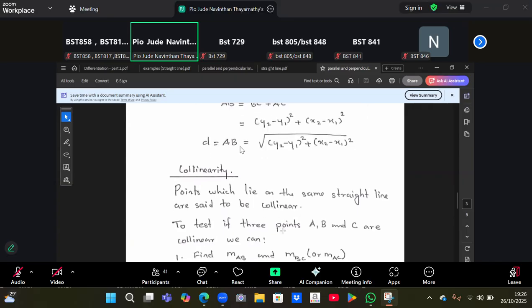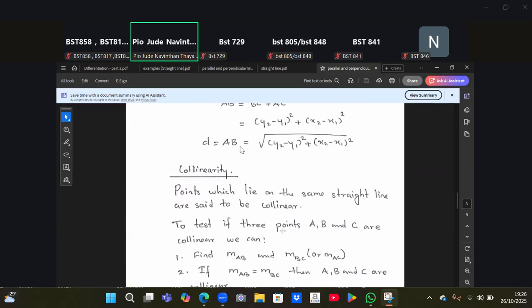The other one is collinearity. I said earlier that if you have one point, you will have so many straight lines through that point. But if you have two points, definitely one straight line will be there. Collinearity means points which lie on the same straight line.